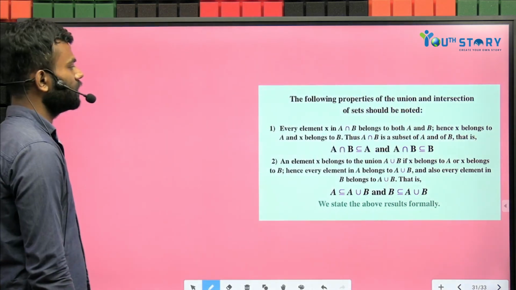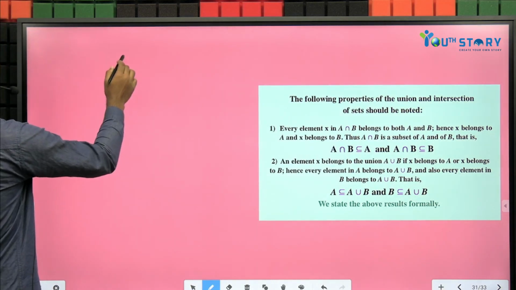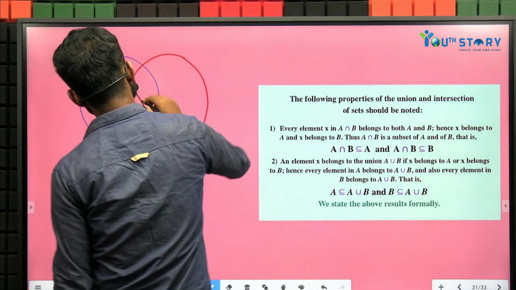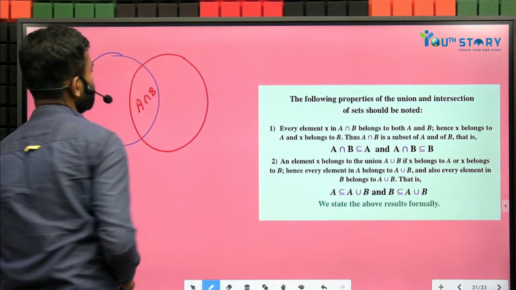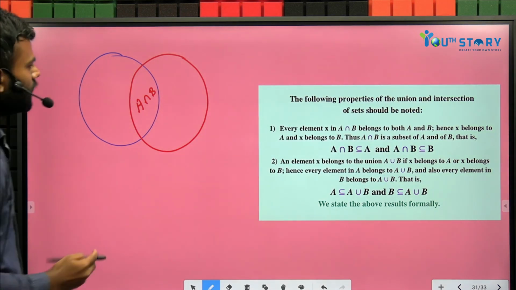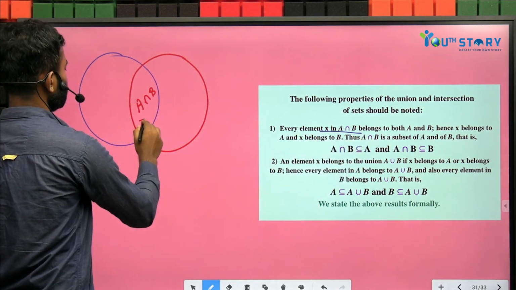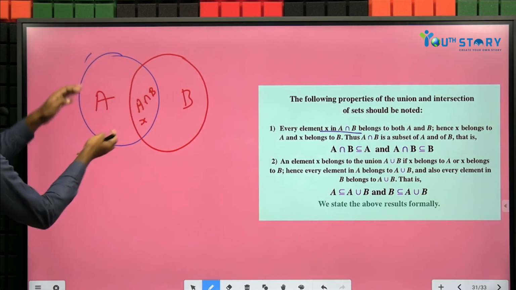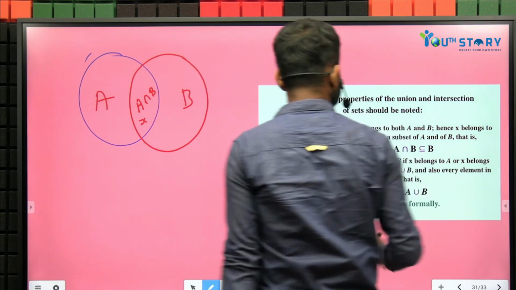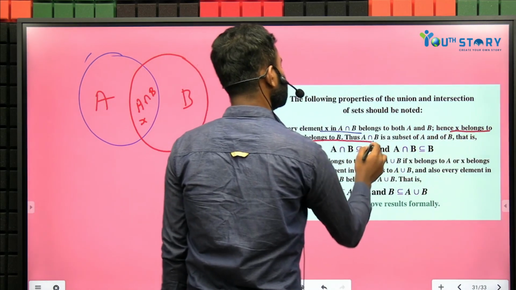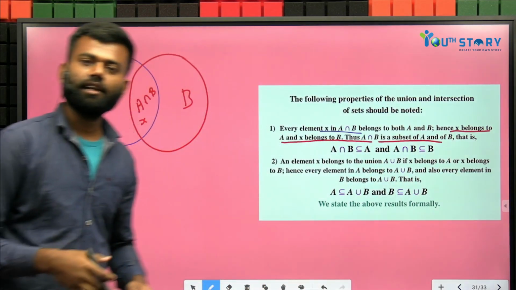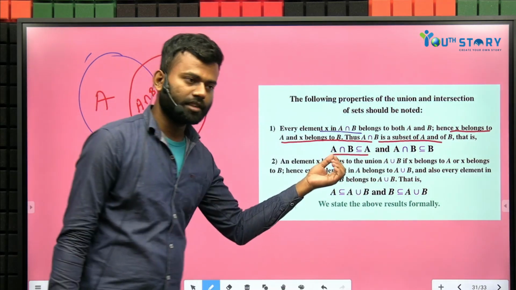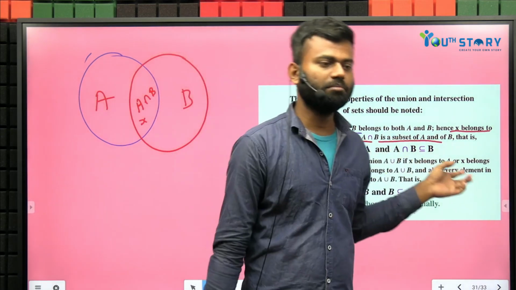Now if we draw the Venn diagram, say A, B, then this part will be A intersection B. Now every element X in A intersection B, this is A, this is B, this X is also a member of A and this X is also a member of B. Hence X belongs to A as well as B. Thus A intersection B is a subset of A and a subset of B. So we can write it formally as A intersection B subset of A and A intersection B also subset of B.